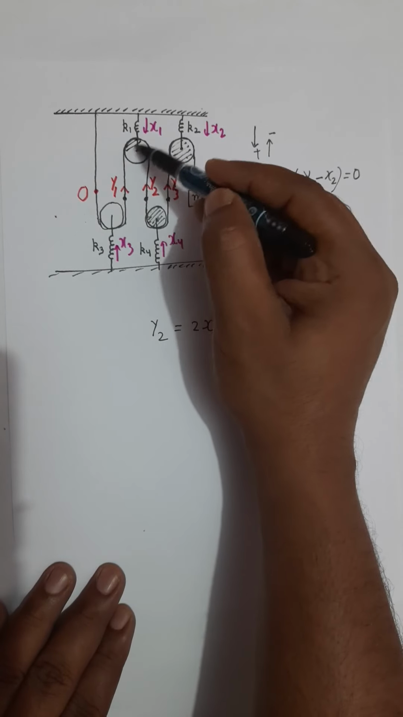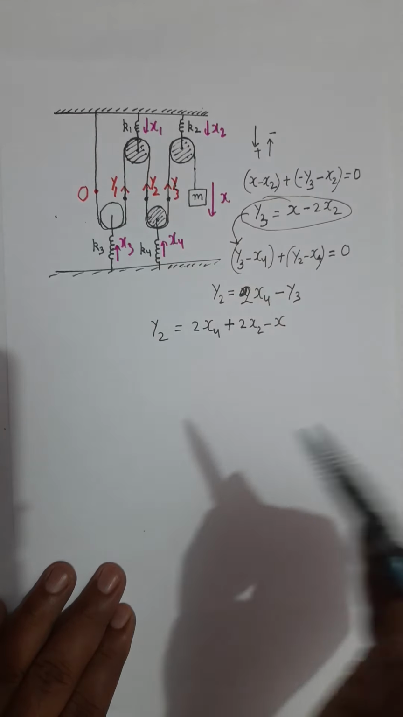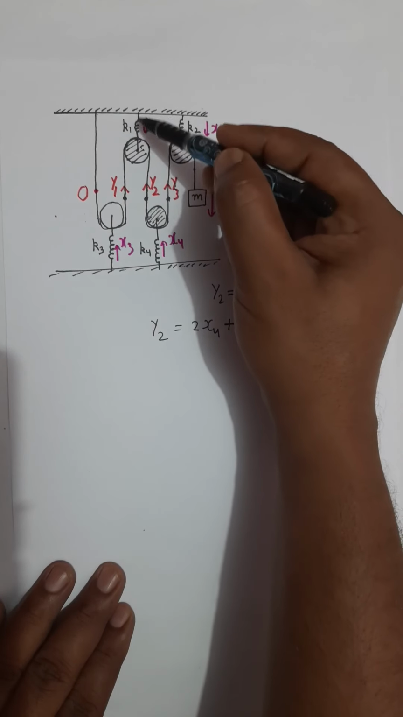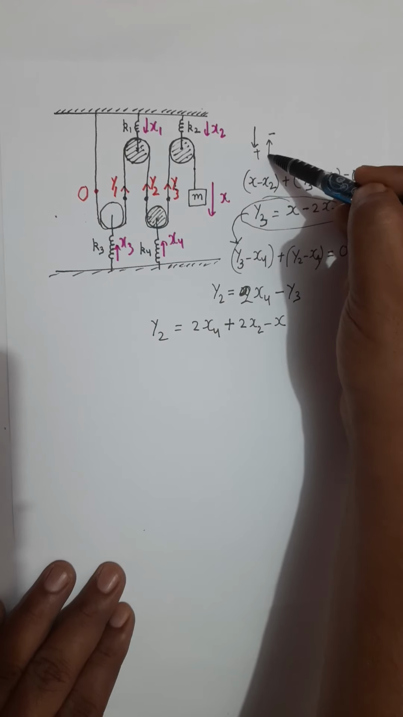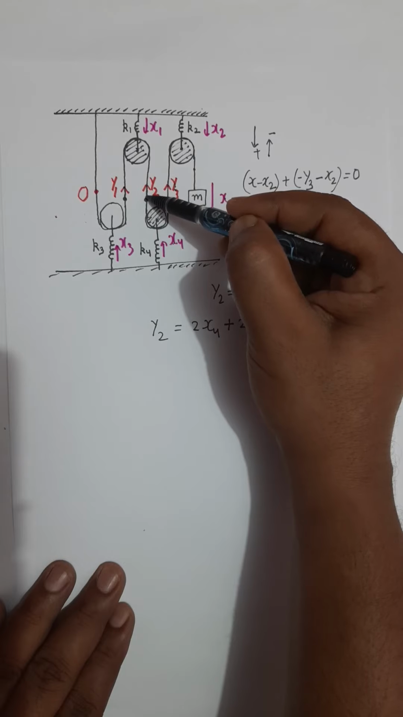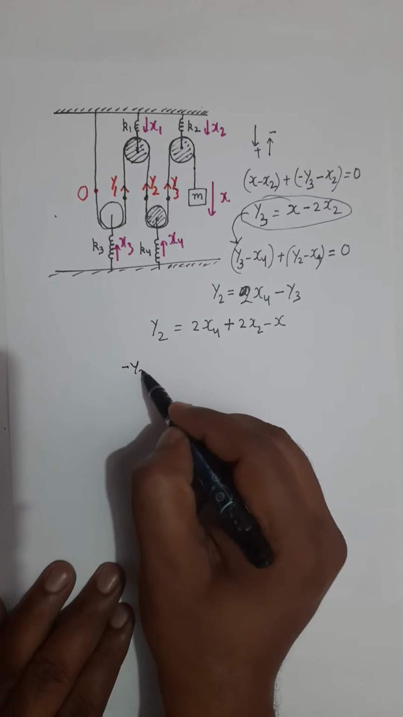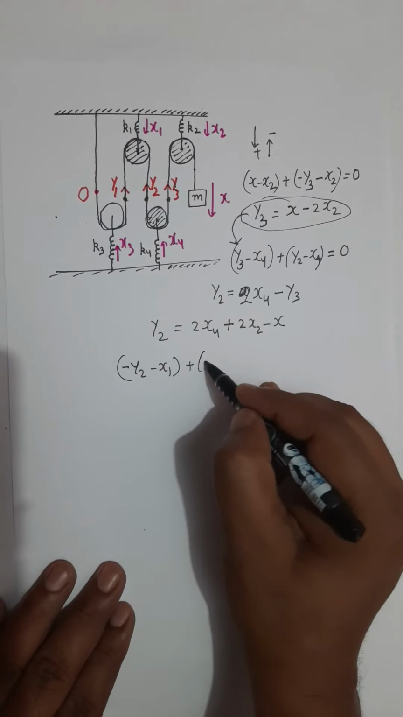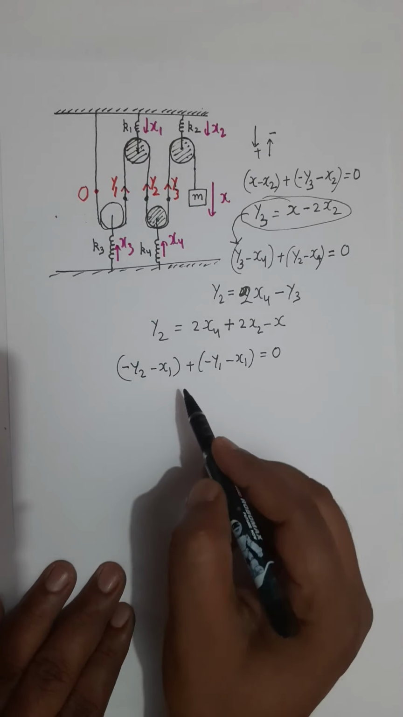Moving to this pulley now. We have y2 in the upward direction, x1 in the downward direction, and y1 in the upward direction, and we have assumed the upward direction to be negative. So relative of this portion of string with respect to this pulley will be minus y2 minus x1. On the left side you will write minus y1 minus x1 equals to 0.